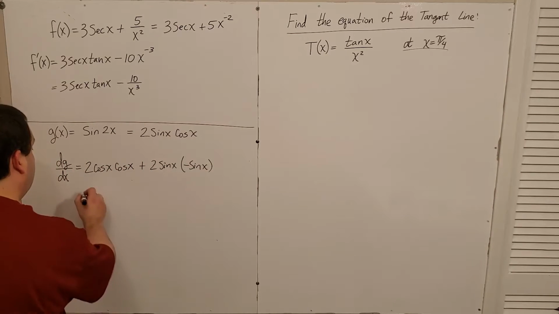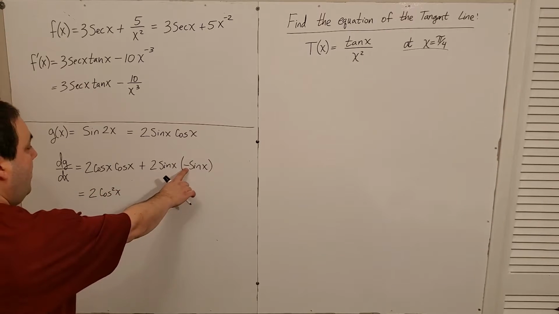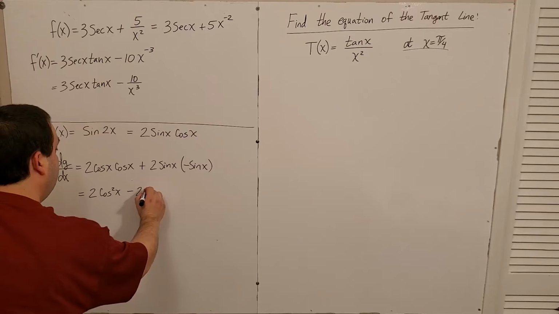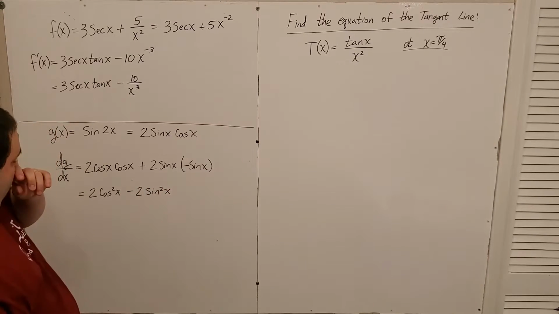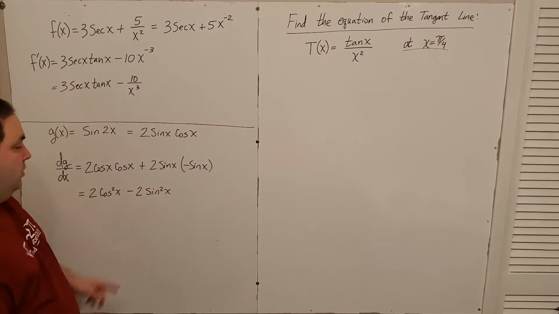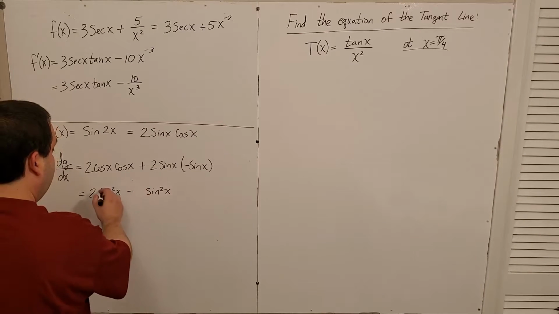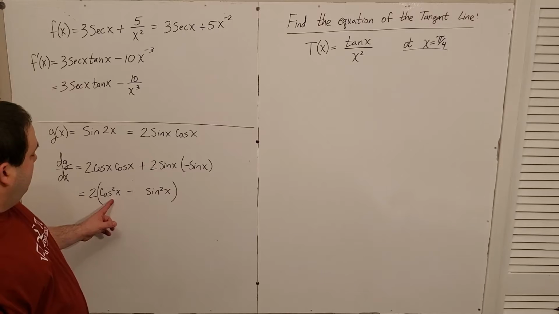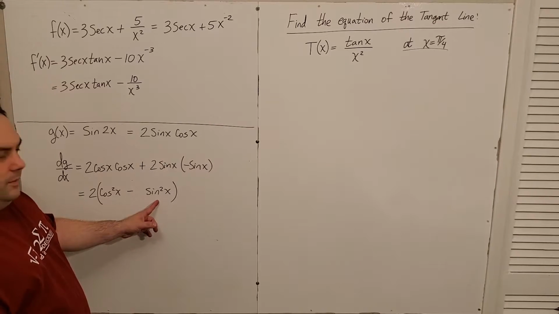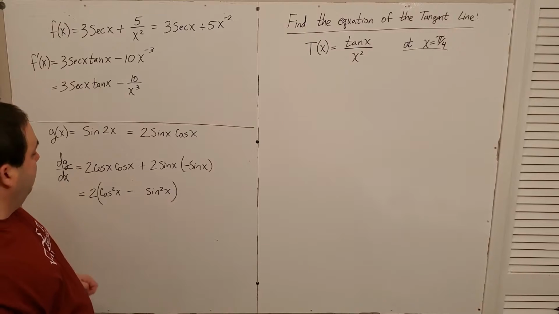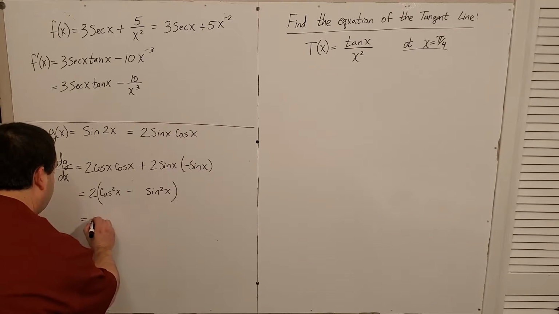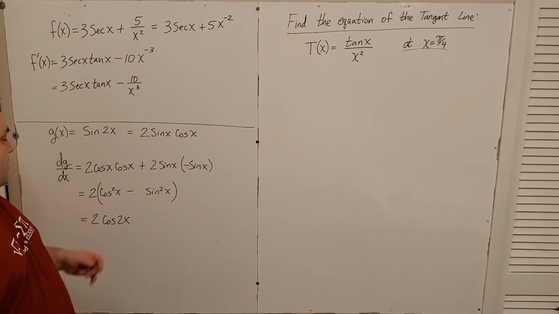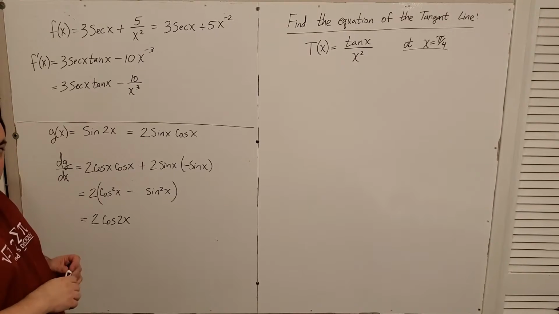Let's condense a little. I now have 2 cosine squared of x minus 2 sine squared of x. But do you notice how they both have a 2? And I could just factor that out like this, right? And then cosine squared x minus sine squared x should look a little familiar to you. That's also one of those double angle identities. This is now equal to 2 cosine 2x.